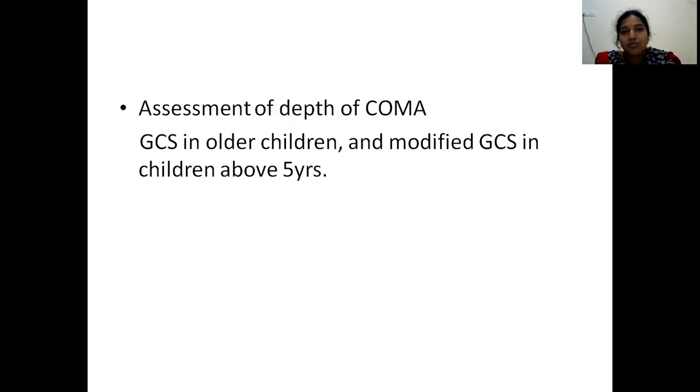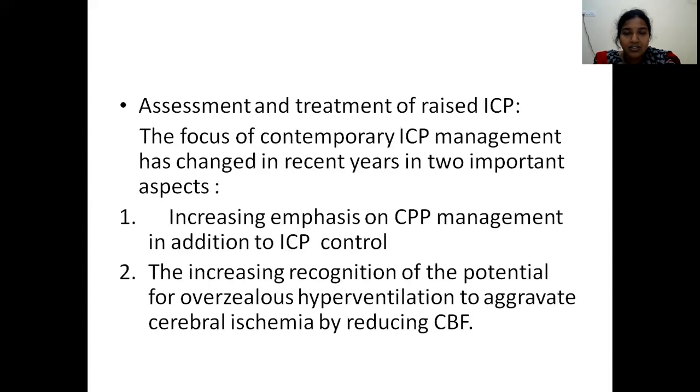So, assessment of depth of the coma: GCS in older children and modified GCS in children below 5 years. I've kept a slide on GCS for older and for younger children, okay? So, assessment and treatment of raised ICP.